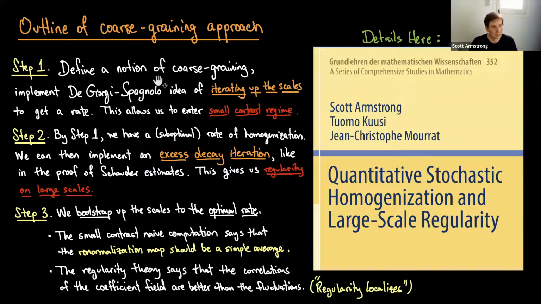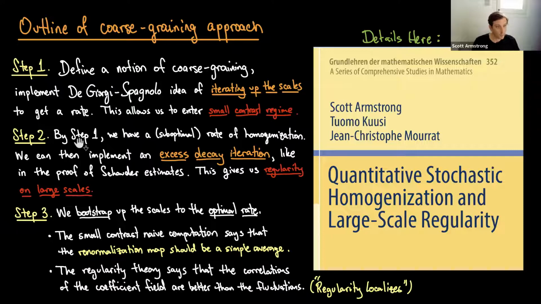Step 1 is to implement the De Giorgi-Spagnolo idea in some sense. Define good coarse-grained coefficient fields, show that they have good enough control on solutions and that they are faithful to the coarse-graining idea enough that you can make some iteration work up the scales. You iterate up the scales, kind of like the De Giorgi Hölder estimate iterates down the scales, and you get some exponent of convergence. Now that exponent of convergence is not what matters. What matters is that you've entered the small contrast regime in your coarse graining.